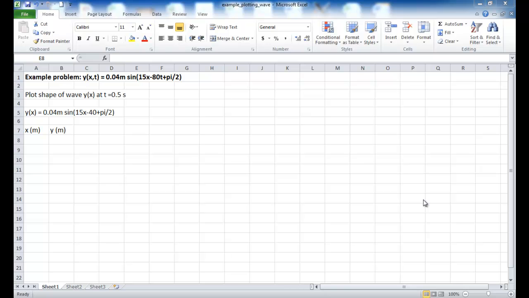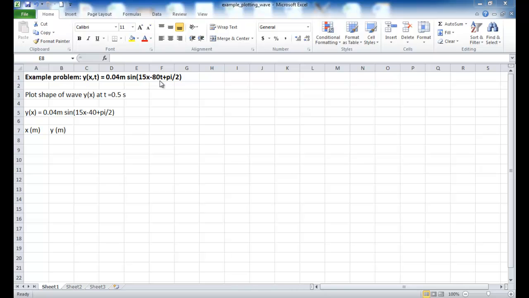All right, well, here is an Excel spreadsheet where I've just typed in as text the wave function y of x and t in exactly the same form that I had on the screen a few minutes ago, except I've just written in pi/2 for pi over 2. So the assignment is, with that general form for the wave function, let's plot the shape y of x at t equals 0.5.